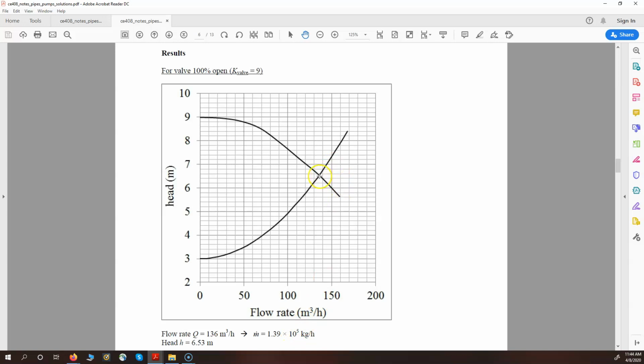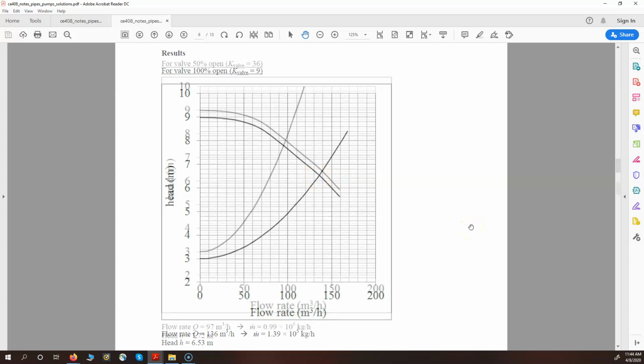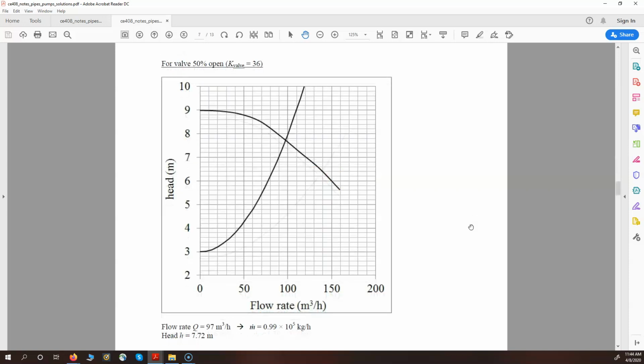So in a nutshell, for a given valve position, how do you find what the actual flow rate will be or where the system will be? You look for the intersection between the system curve and the pump characteristic, and that point of intersection, that is where the system will be. In the first video segment of this lecture, we also considered other valve positions. So for example, here is the system curve for a 50% open valve.